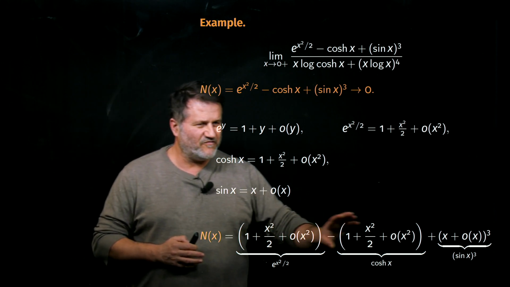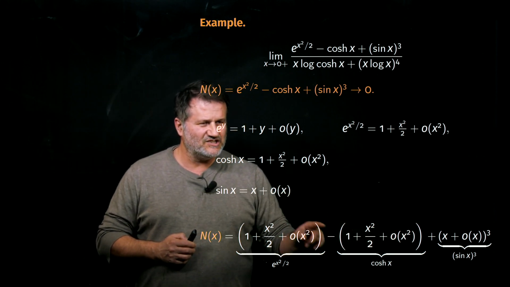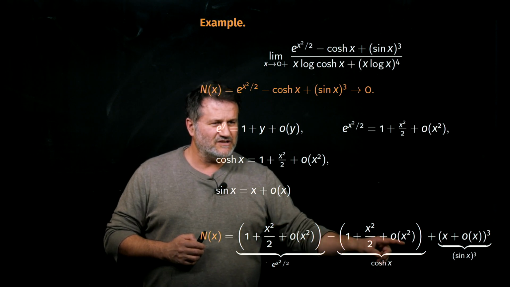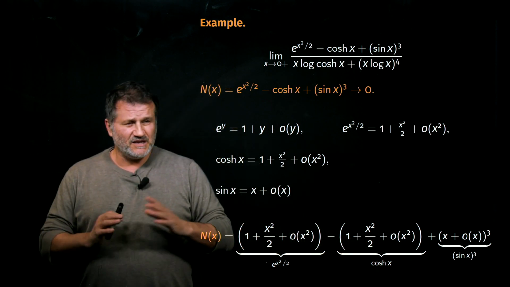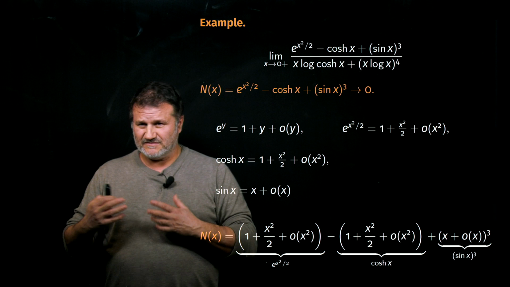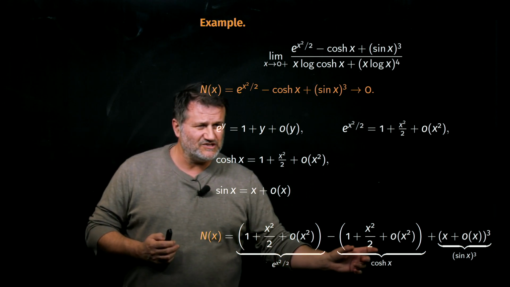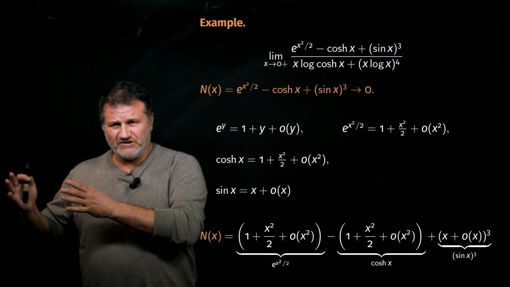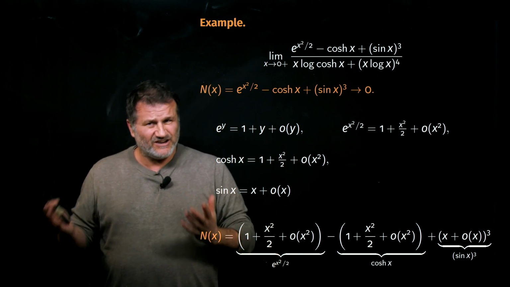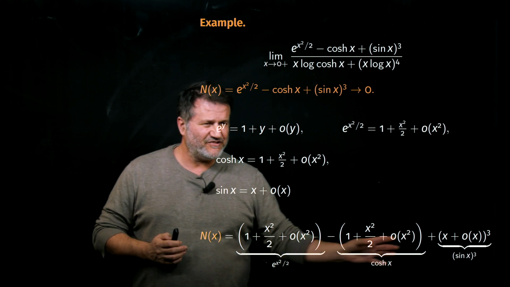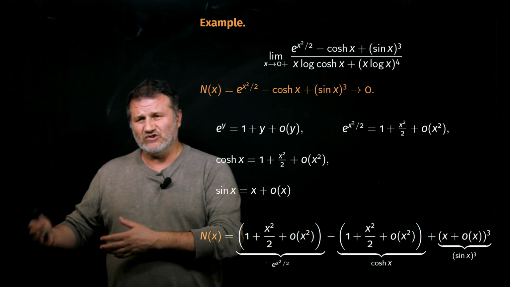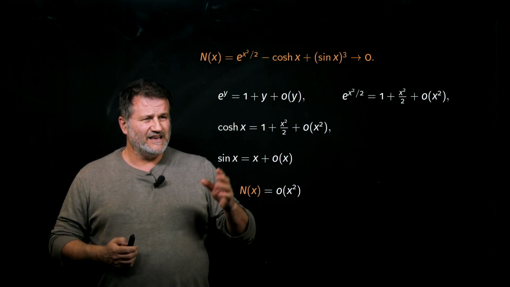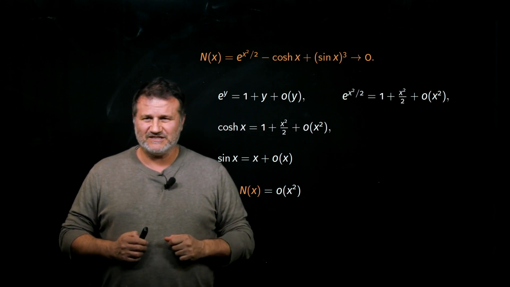So from the first two terms, what survives is just this little o minus little o, which is not 0. These two little o are just a remainder of different functions that share a common property. They go to 0 faster than x squared, but they are not the same, so I cannot say that the difference is 0. The difference is something that goes to 0 faster than x squared. That's why you see a little o of x squared.